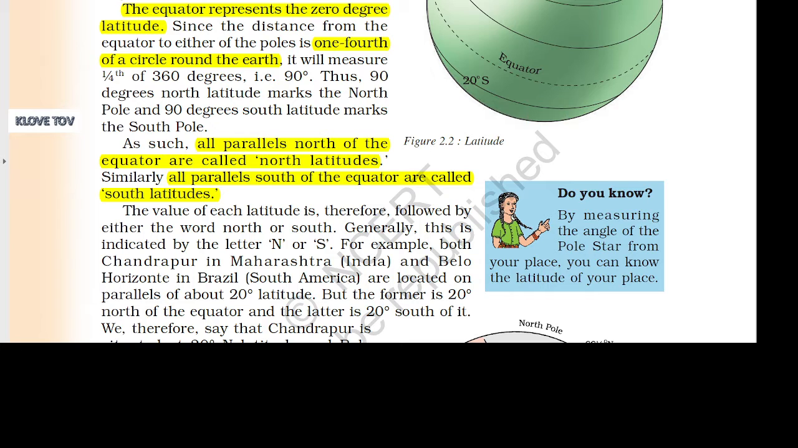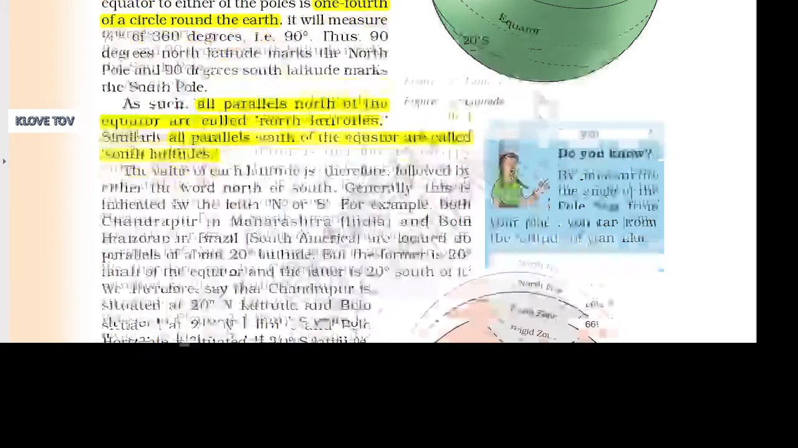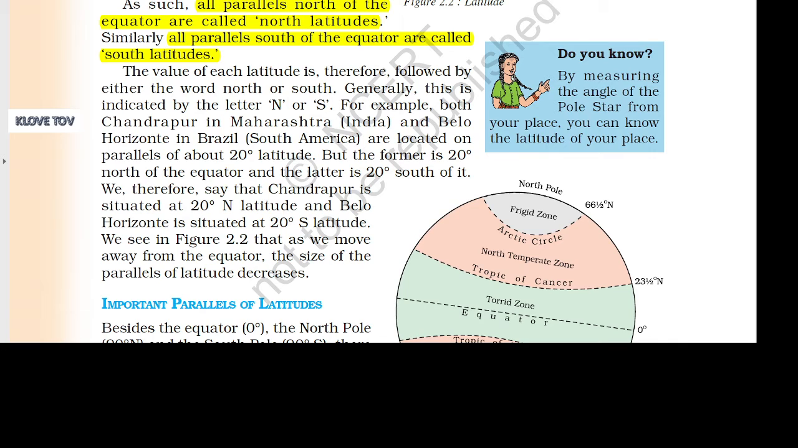Since the distance from the equator to either of the poles is one fourth of a circle round the earth, it will measure one fourth of 360 degrees, that is 90 degrees. Thus, 90 degrees north latitude marks the North Pole and 90 degrees south latitude marks the South Pole. As such, all parallels north of the equator are called north latitudes. Similarly, all parallels south of the equator are called south latitudes. The value of each latitude is therefore followed by either the word north or south. Generally, this is indicated by the letter N or S.